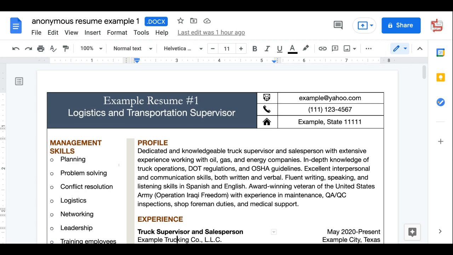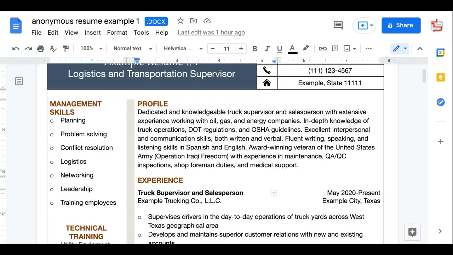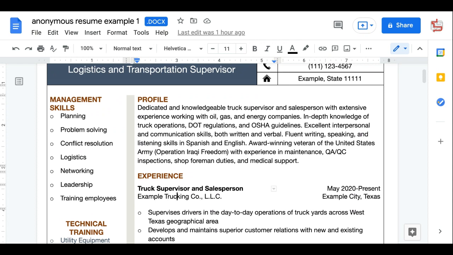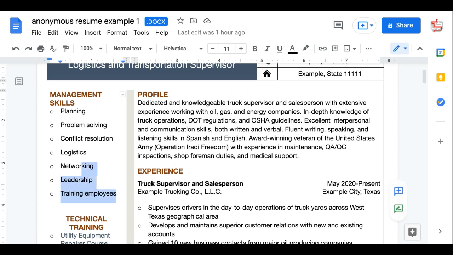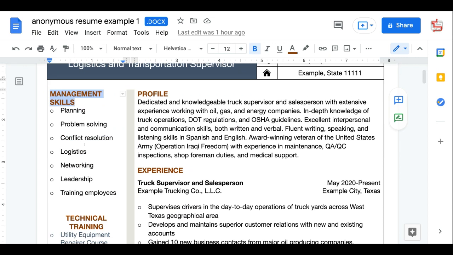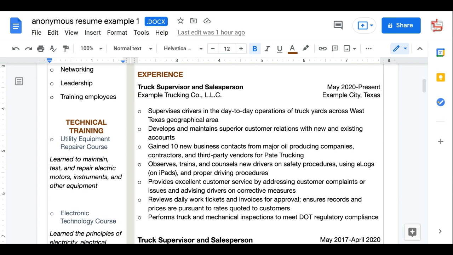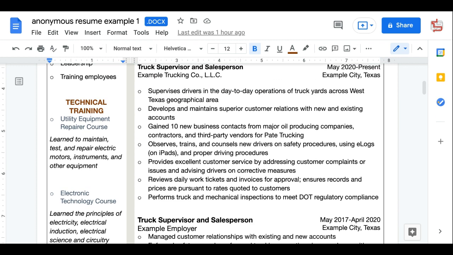This person was applying for a supervisor or management position. So I took the job advertisement that they gave me and pulled out these keywords that are related to the management skills that they were looking for in the job ad, and I just put it under a heading called management skills. I also, for technical training, put that they had completed this utility equipment repair course.